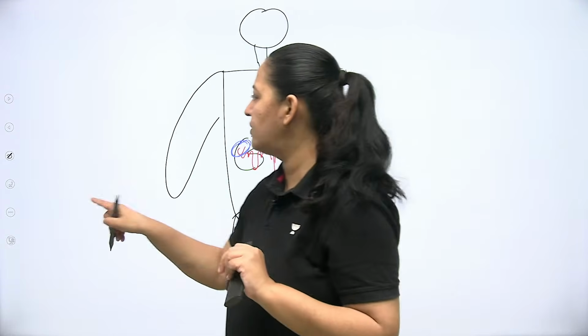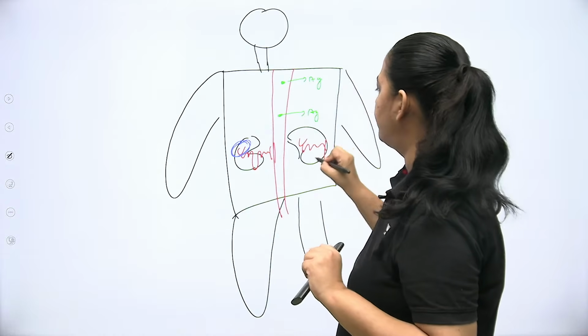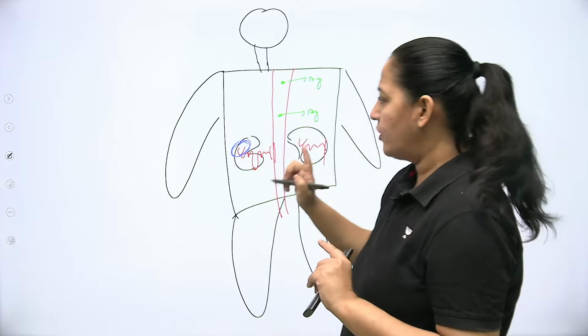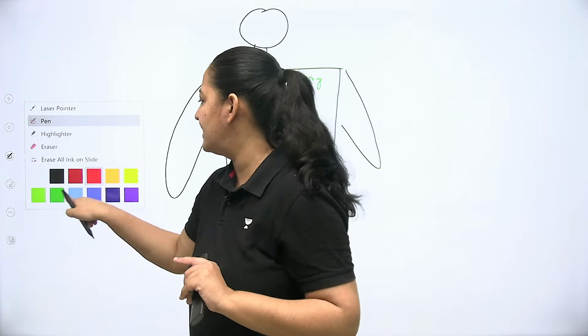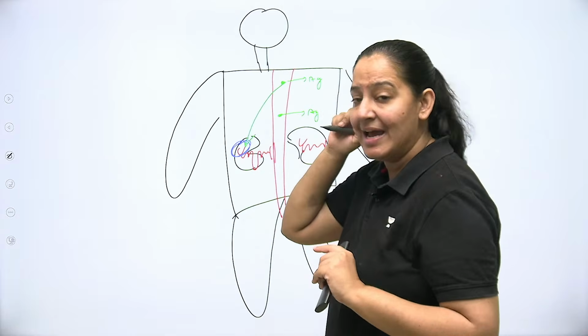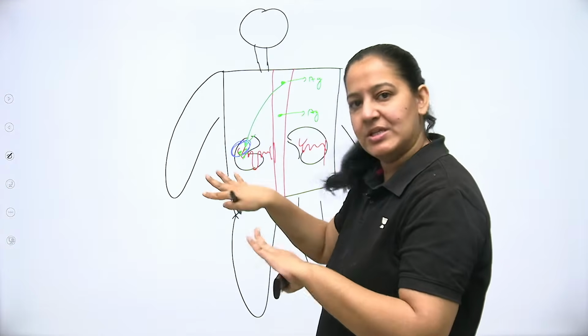Kidney bhi 2 hai na? So let me draw one more. In both the kidney, I will show you one mechanism, right? In both the kidney, you can see the nephron. 1 nephron here, 1 nephron here. Now, the first possibility is that this antigen is going to the kidney directly, and antigen get deposited on the filtration barrier.